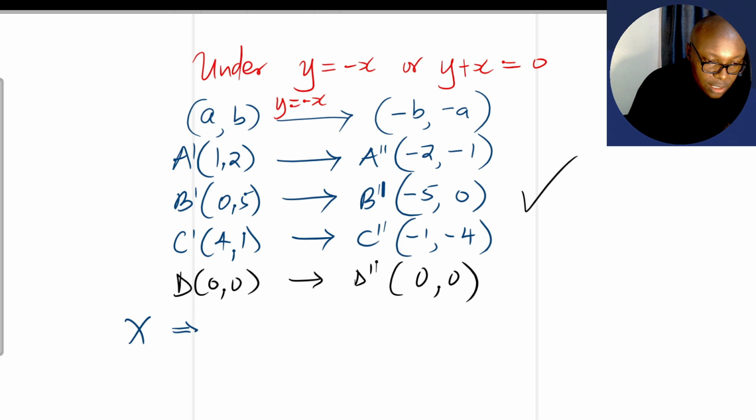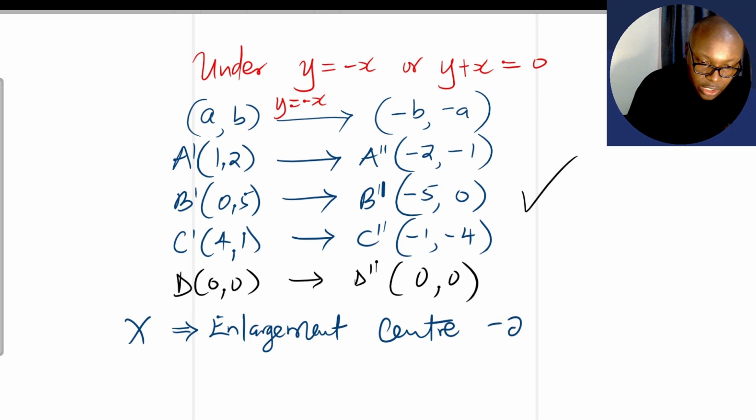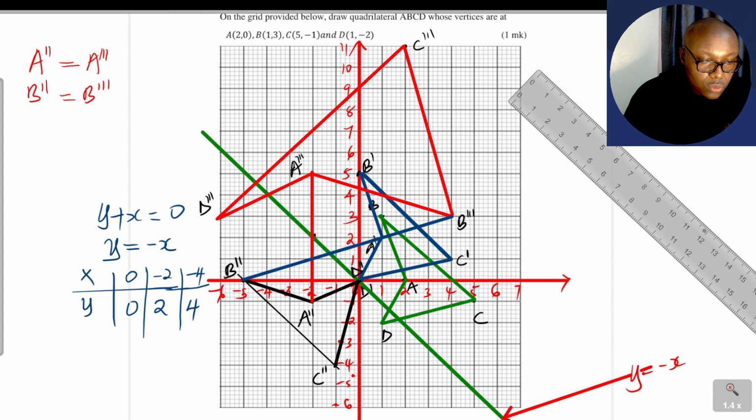So X is an enlargement center, (-2, 1). That is the first thing. And then you need to give the scale factor of enlargement. So how do you give the scale factor of enlargement? By simply taking the length of the image and dividing it by the length of the object.